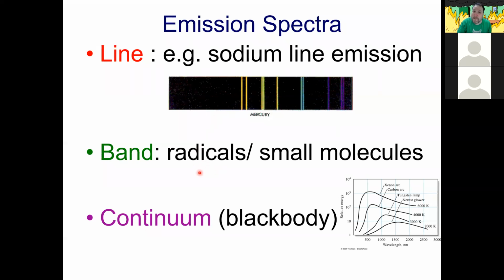And then you've got a band emission. If you're looking at something like green fluorescent protein, it's going to be green, and it's going to occupy, you know, maybe 500 nanometers plus or minus 20 nanometers. So when they talk about a band, they're talking about a range of values.